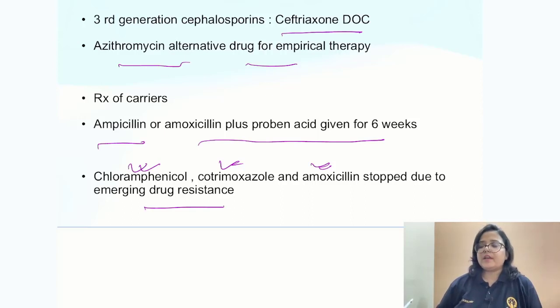So with this, we have discussed the majority of the topic of enteric fever. I hope I could aid you in discussing the topic in detail, as well as in solving some very frequently asked questions.